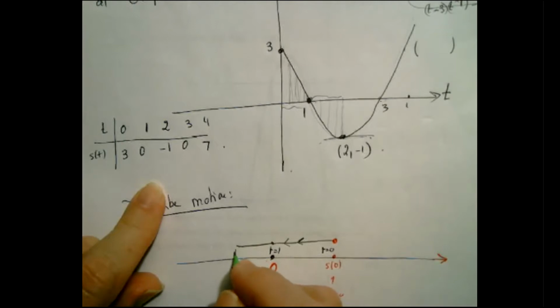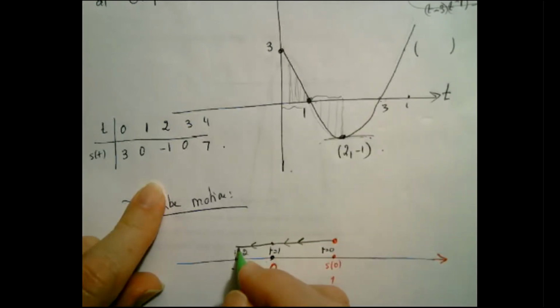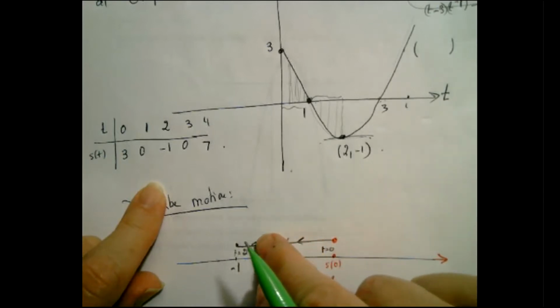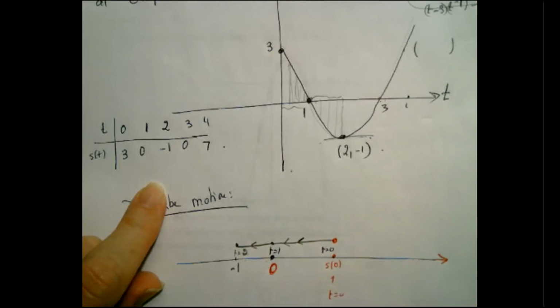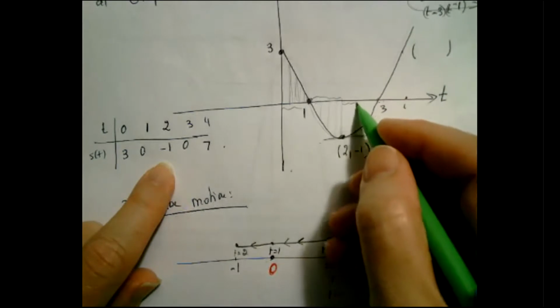And this is t equal to 2. So my object is right here at t equal to 2, at -1. So that's my reference. It starts here, it's moving to the left till -1. And then what's my object doing between 2 and 3?